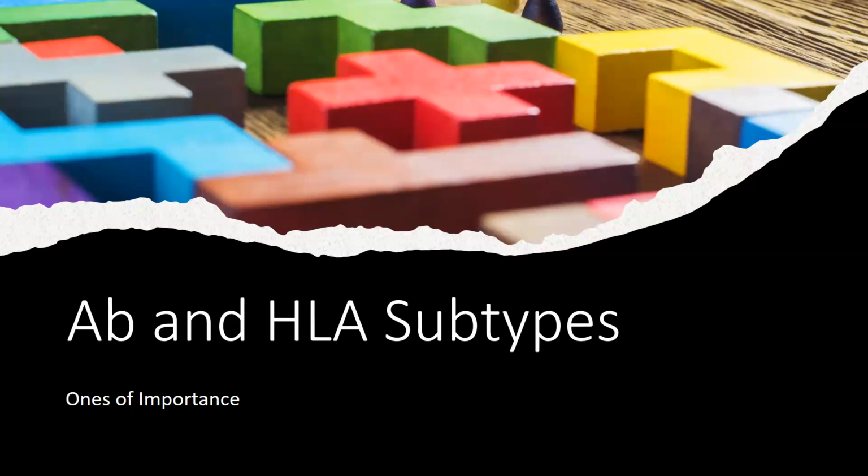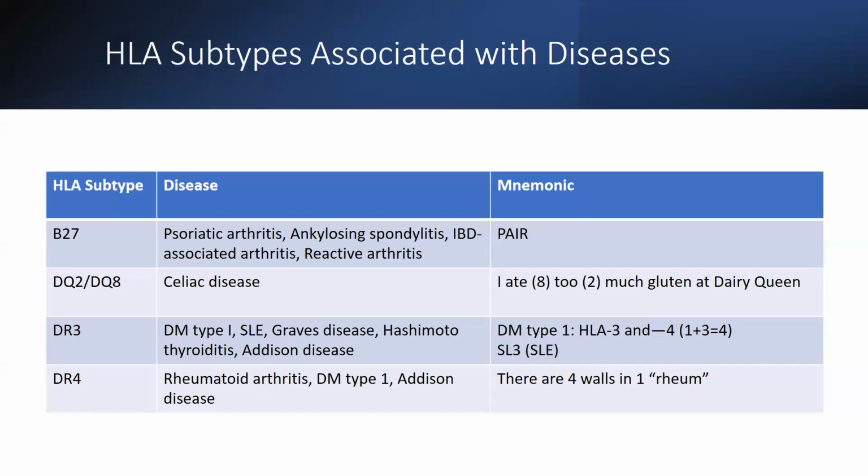Okay. The last section is kind of combining some immunology with some immunopath. So I did want to mention a few pieces that are important to note. We haven't talked specifically about our HLA subtypes associated with disease. So this is your slide. These are the ones I would try to know if you don't have them already.